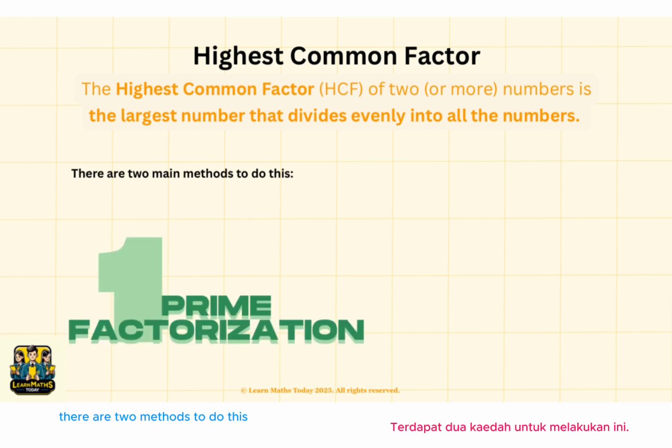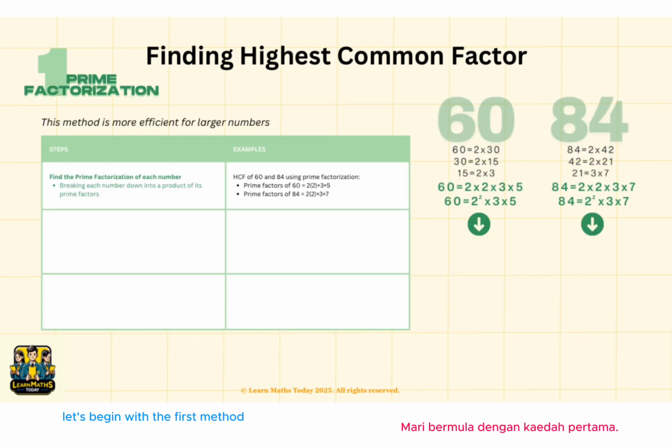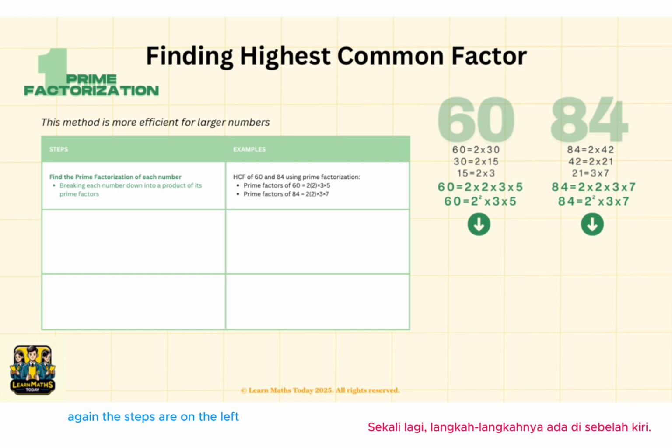There are two methods to do this. The first is prime factorization. The second method is listing factors. Let's begin with the first method. This method is more efficient for larger numbers. Again, the steps are on the left and the examples are on the right.